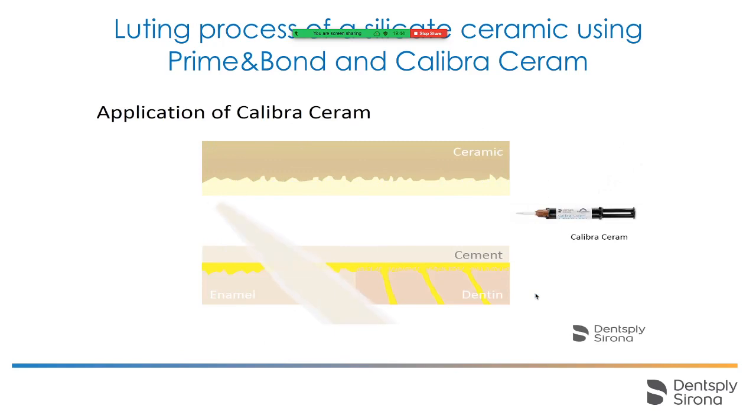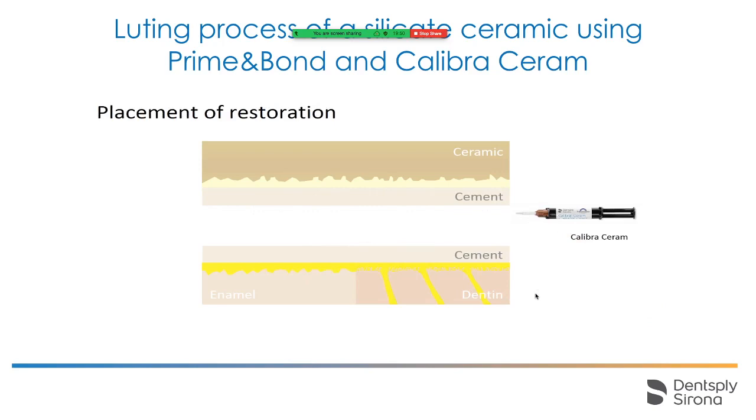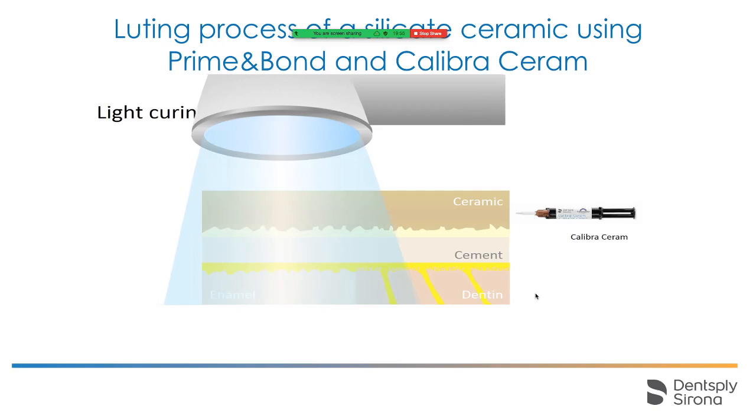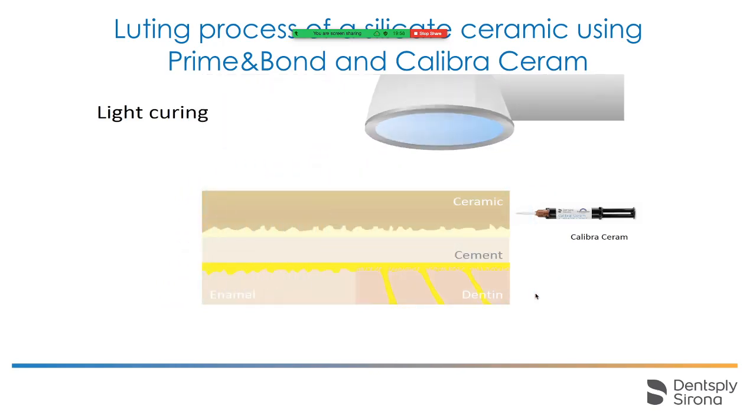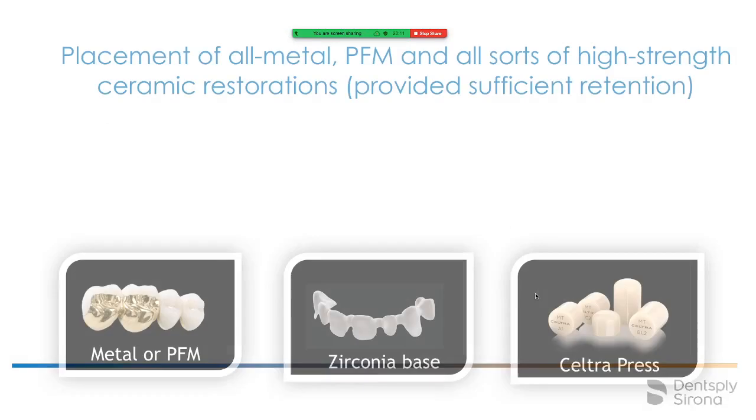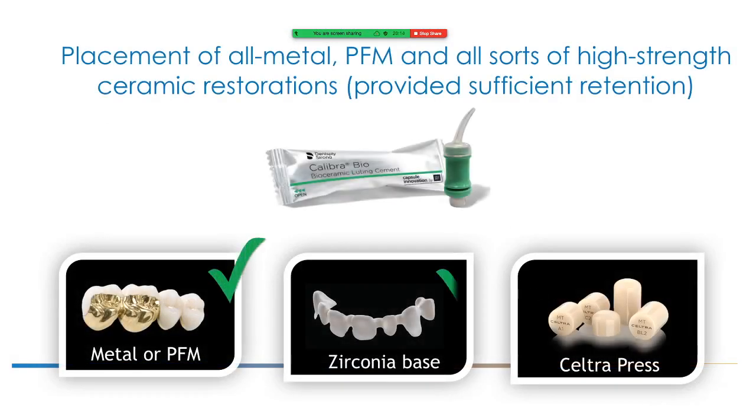We can see the surfaces of the tooth and ceramic are now coated with the resin cement, and the restoration is placed into position. The cement is then light cured for 20 seconds from each direction, buccal, lingual, occlusal, if required. The adhesive is cured as much as possible through the restoration, but at least along the margins. For placement of all-metal, PFM, and all sorts of high-strength ceramic restorations, provided there are sufficient retentions, we can use conventional cementations.